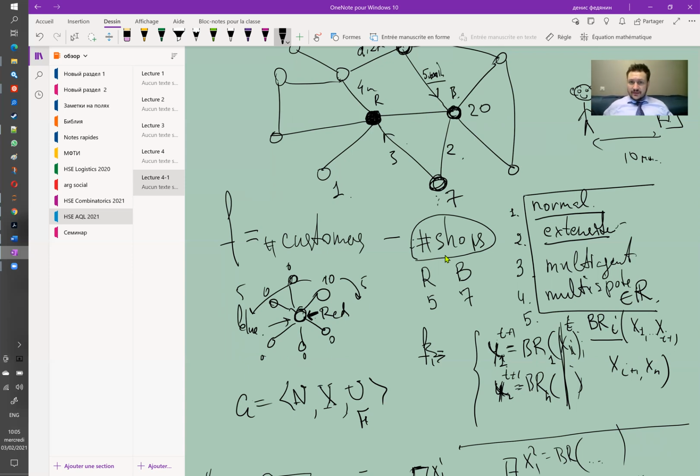For example, they can place a shop at every point, but there is a cost, and maybe it's not a very good idea to place too many shops here. It depends on customers and so on. So there is no restriction for the number of shops here. Okay, 5.